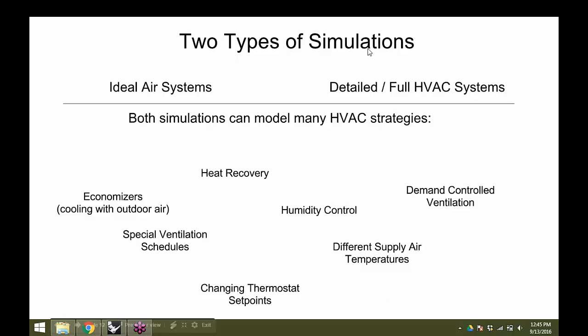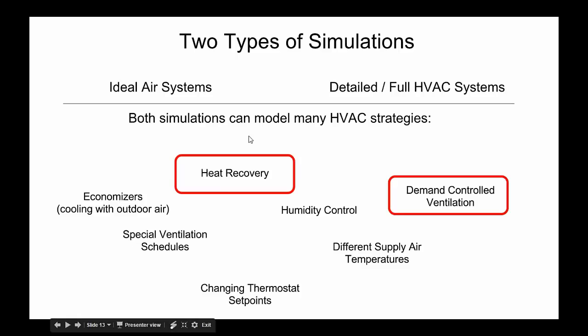All these things can actually be modeled with both systems. And just to point out from last time, for heat recovery, we tried out this strategy and saw its effect on the energy balance just using the ideal air system. So you don't necessarily need to model a full HVAC to get a sense of how it's going to change. And demand-controlled ventilation, only ventilating when people are in the space, we also tried that out with ideal air systems last time.